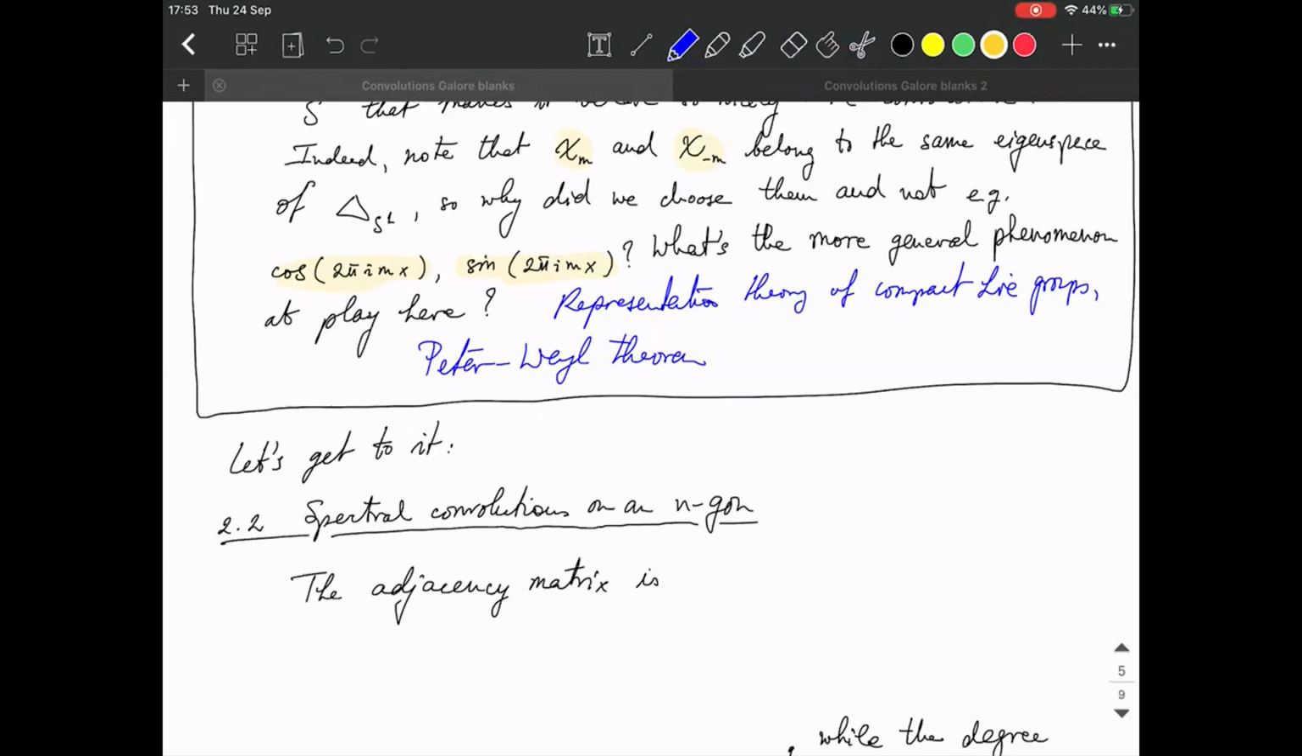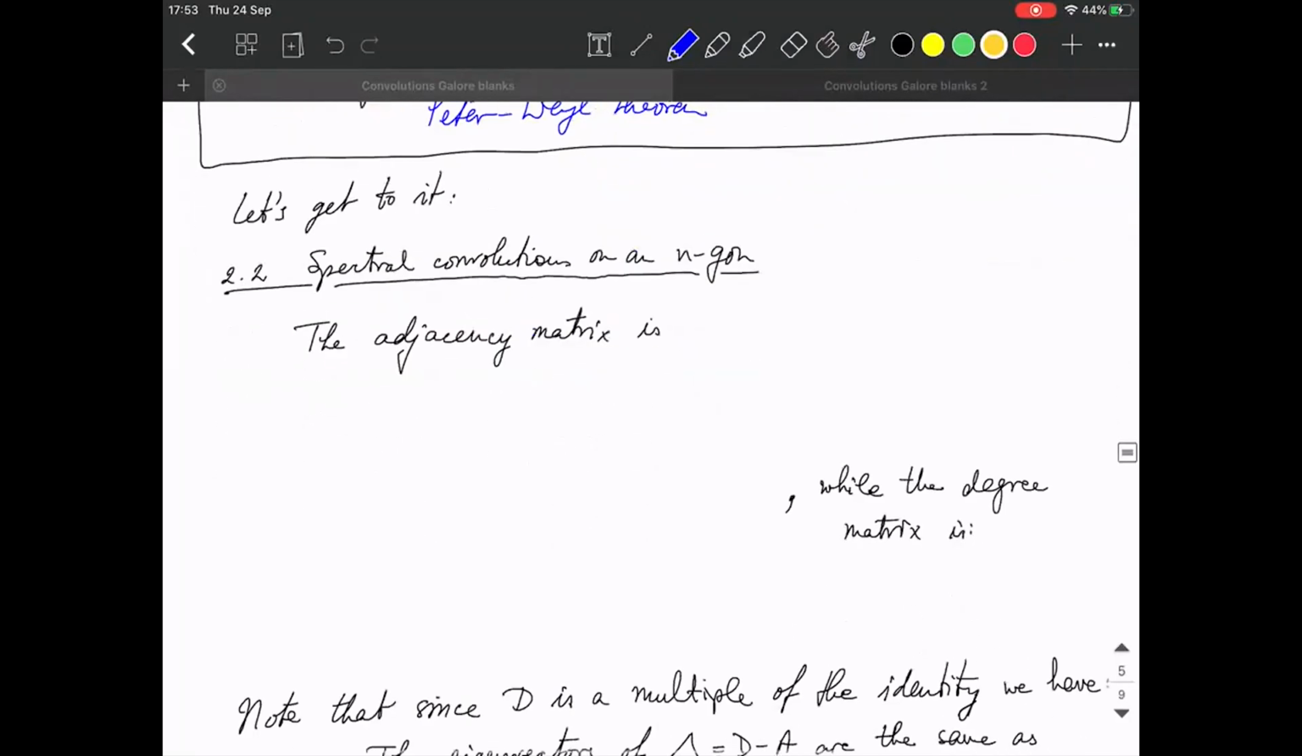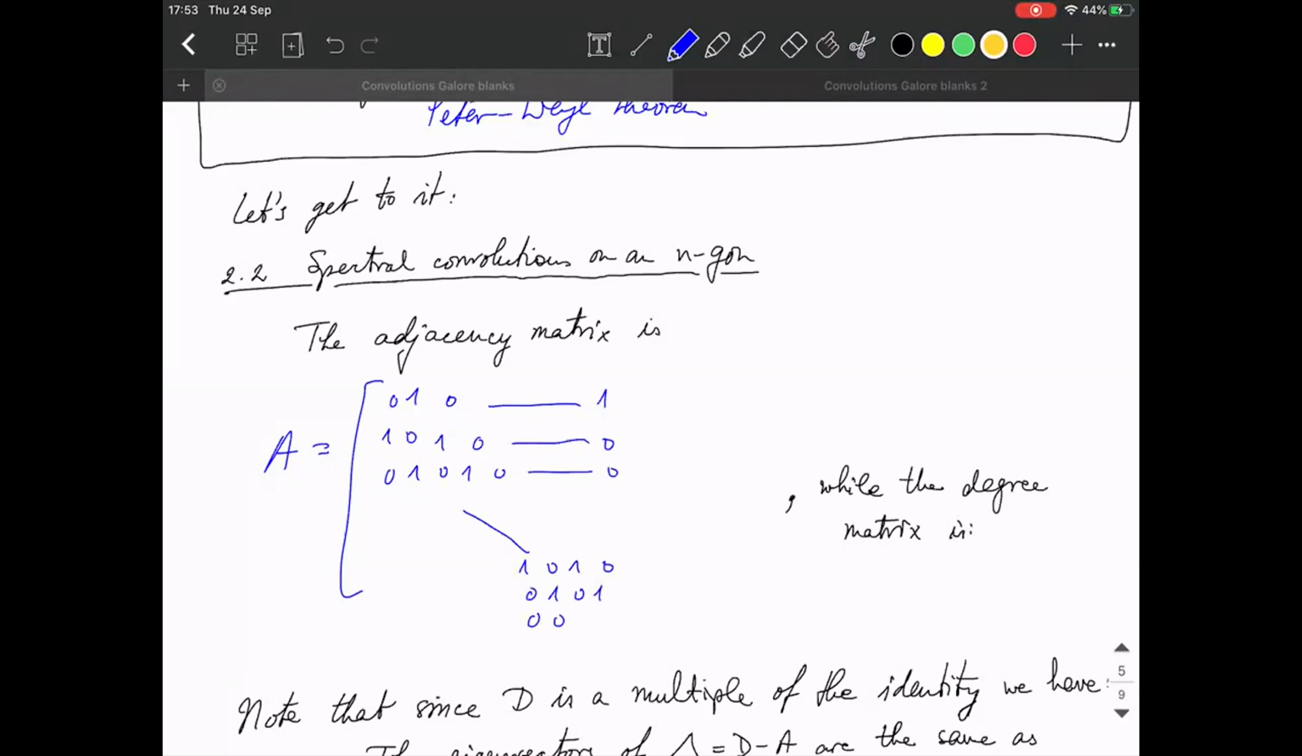Okay, but without delving deeper into that, let's just get our hands dirty and try to compute the spectral convolution on an angle and find the Fourier basis for ourselves. So first we need to determine the Laplacian, so we start with the adjacency matrix. It looks something like this. Every node is only connected to its two neighbors, and so on. And the rest is zeros.